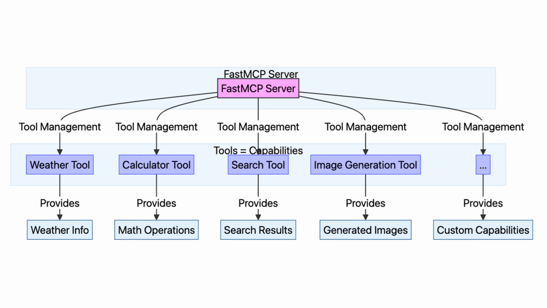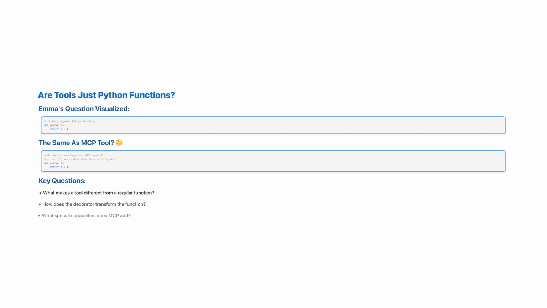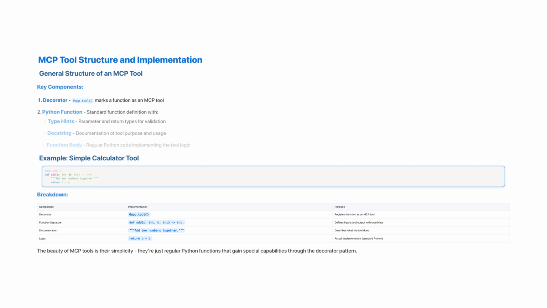There's a tool for that. Calculate something? Tool. Generate an image? You guessed it, tool. Oh, so tools are just Python functions. Wait, that sounds almost too simple. Are they like regular functions that I define, or do they need some special MCP magic to work properly with the language models? They're absolutely just Python functions with a bit of MCP decoration.